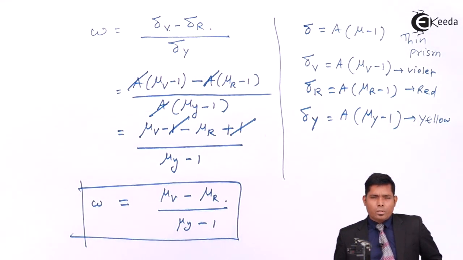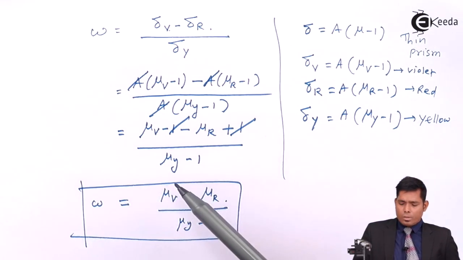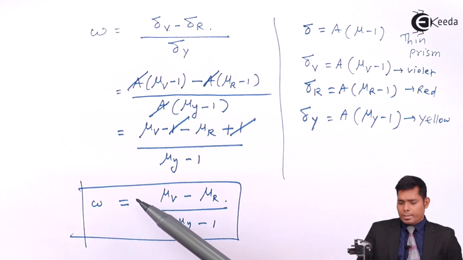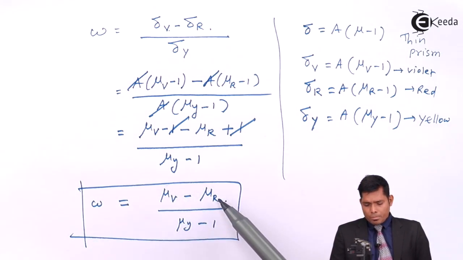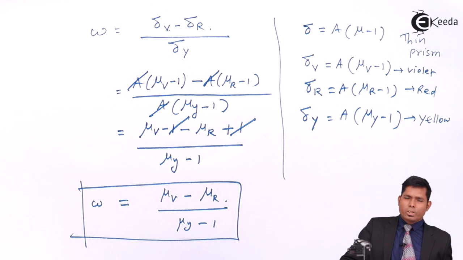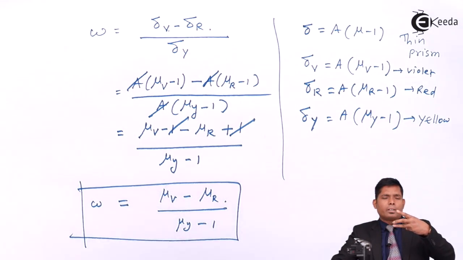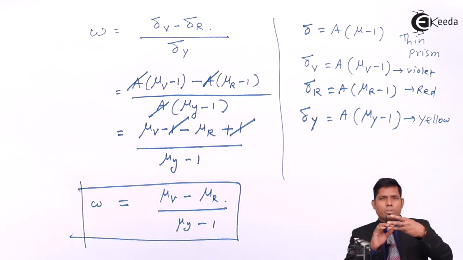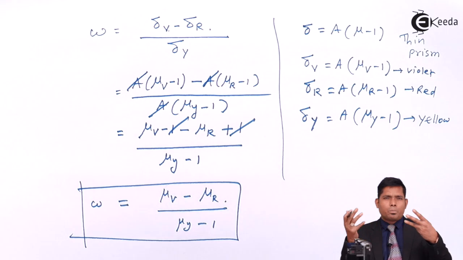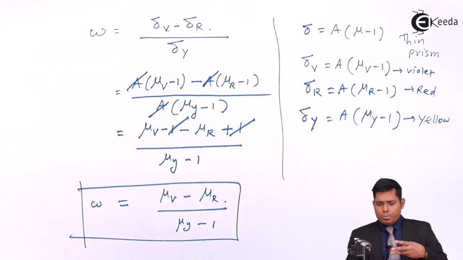this is the expression for dispersive power of a prism when we use white light: mu V minus mu R divided by mu Y minus 1. If I use any other colors, the combination of three colors, then those three colors will be separated while passing through the prism, and those two extreme colors are formed. It may be green or yellow or blue. I can take those two extreme colors and put that value here.